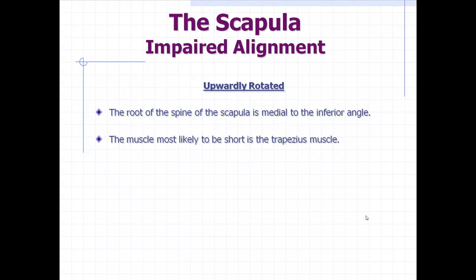The scapula may also be rotated abnormally. An upward rotation of the scapula is where the root of the spine of the scapula sits more medial than the inferior angle of the scapula. And again, this is often as a result of tightness in the upper fibers of trapezius and lower fibers of trapezius.